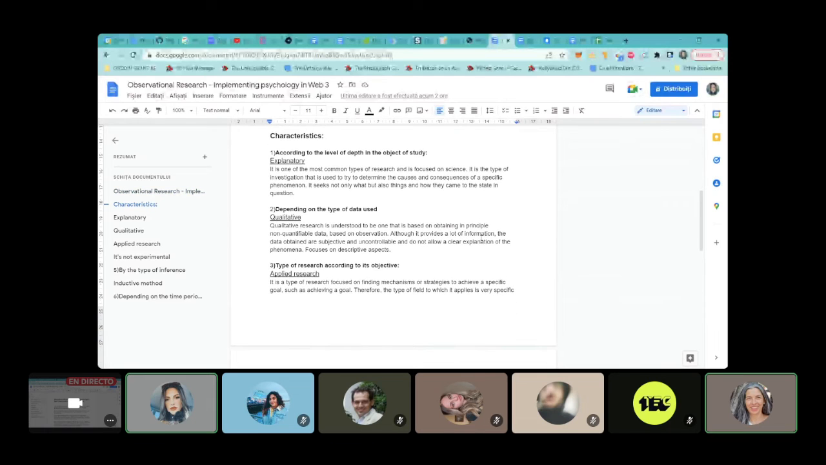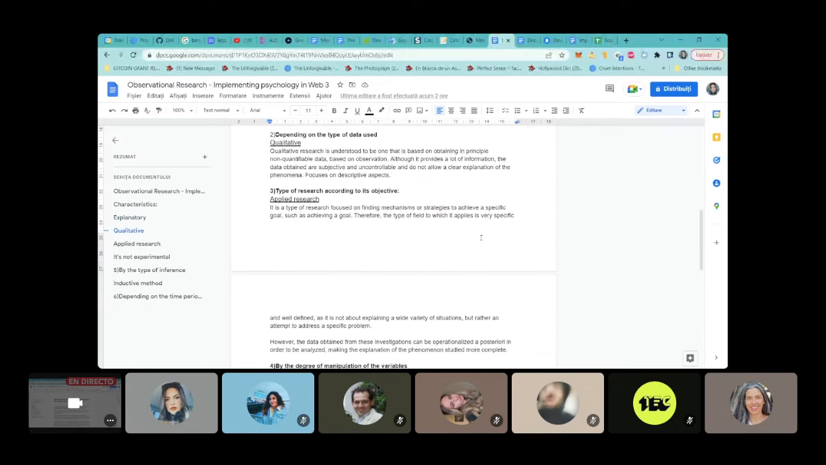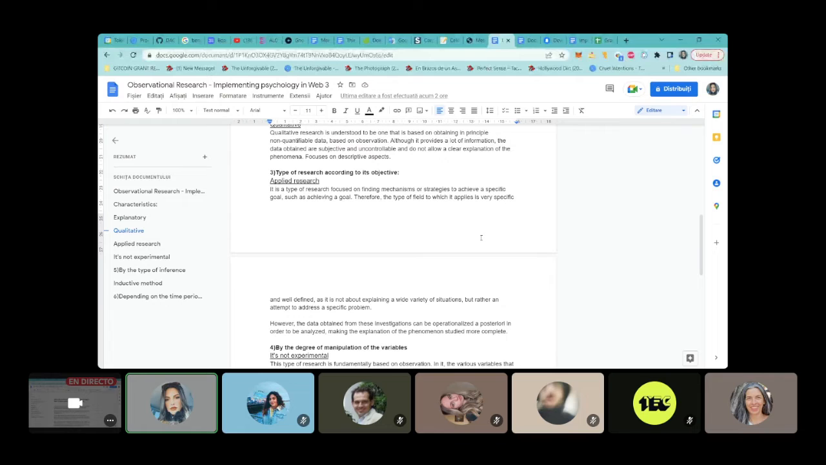Depending on the type of data used, ours is qualitative. Qualitative research is understood to be one that is based on obtaining in principle non-quantifiable data based on observation. This is what we are doing. Although it provides a lot of information, the data obtained are subjective and uncontrollable, and do not allow a clear explanation of the phenomena. It focuses on descriptive aspects.